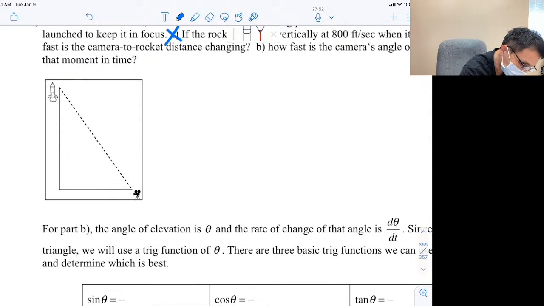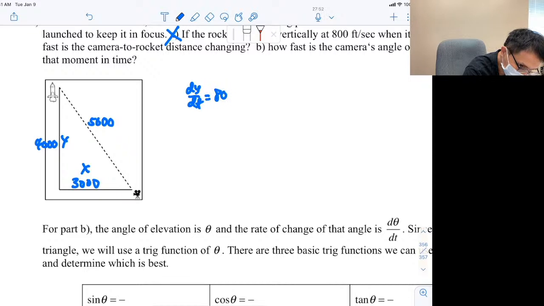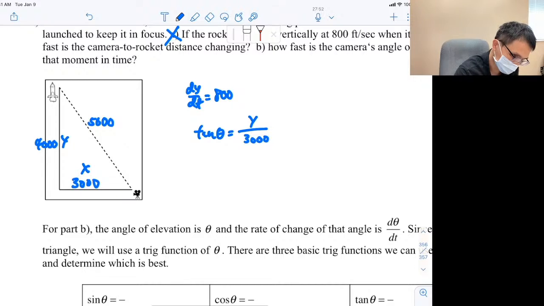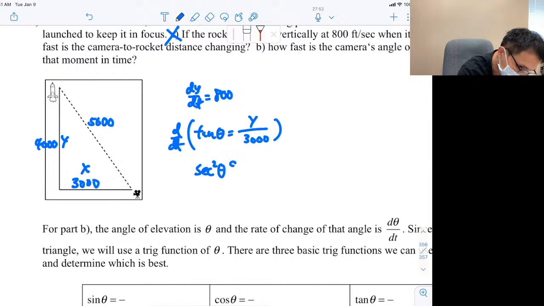So I'm going to start working on this. This is a 3,000, this is a 4,000, and roughly this is a 5,000 according to the ratio. This is x, this is y, and dy/dt is 800. I will use tangent, because x is 3000 over y, and x is not changing. If I take the derivative with respect to time, I get secant squared theta d theta dt.